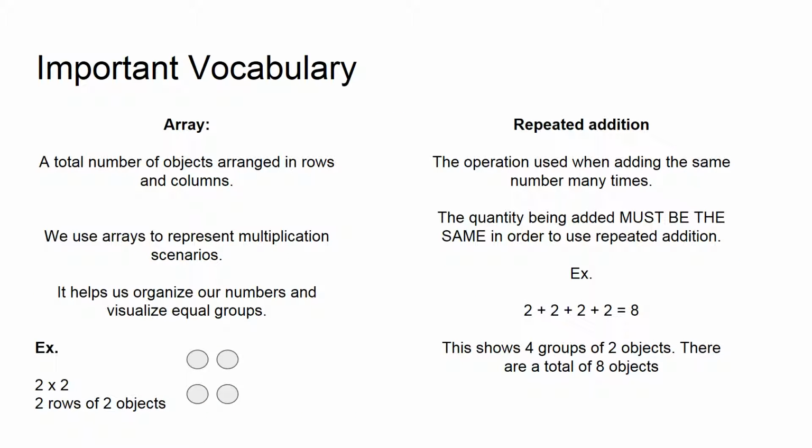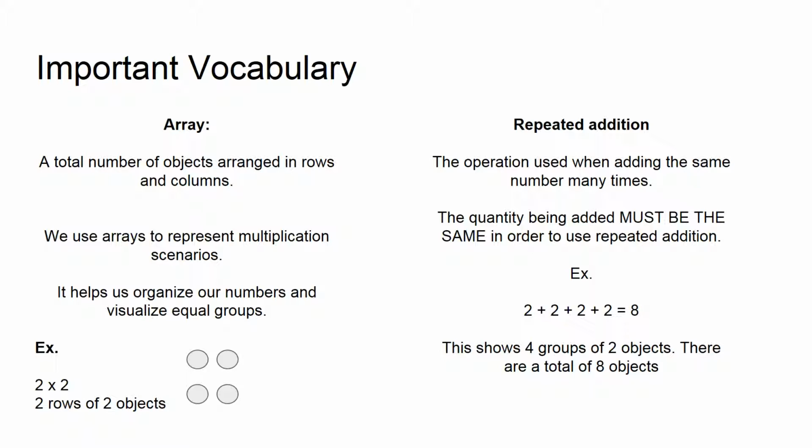Let's talk about vocabulary first. The first word that your students need to know is array. It's a total number of objects arranged in rows and columns. It's a visual way of representing multiplication facts. Typically, we use it at the very beginning of multiplication to help students visualize what a fact looks like. It also helps give them an idea of what equal groups and equal number of objects in each group look like. So the example I gave was 2 times 2. In this case, we see that there's 2 rows with 2 objects in each.